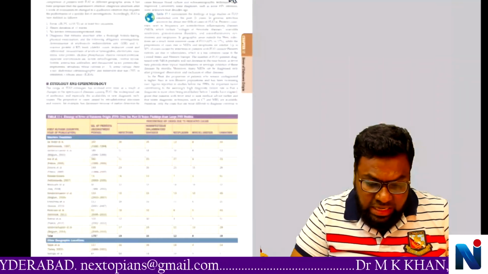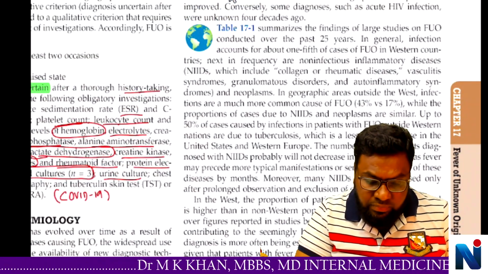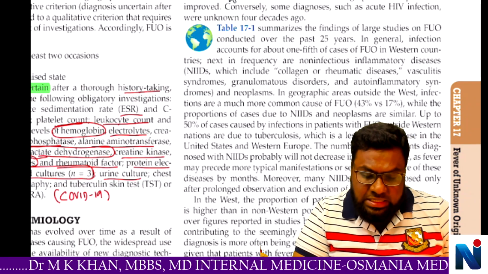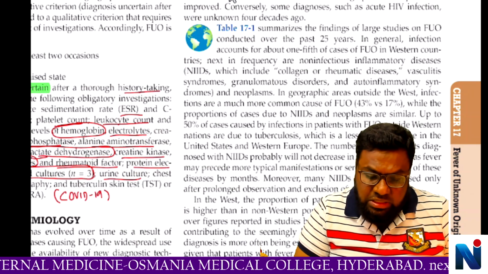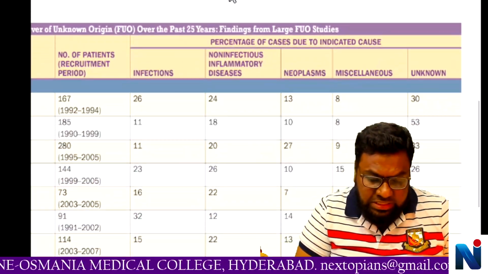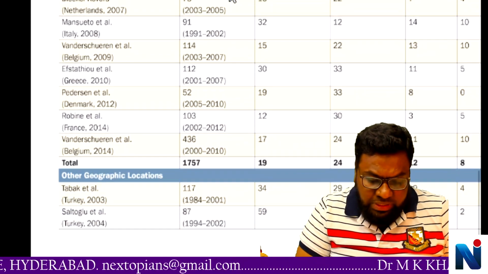Then they'll ask you about one table which is very, very important, the 17.1 table. This summarizes the pyrexia of unknown origin. What are the different studies done? You will have to remember a few studies. Please remember the latest ones.